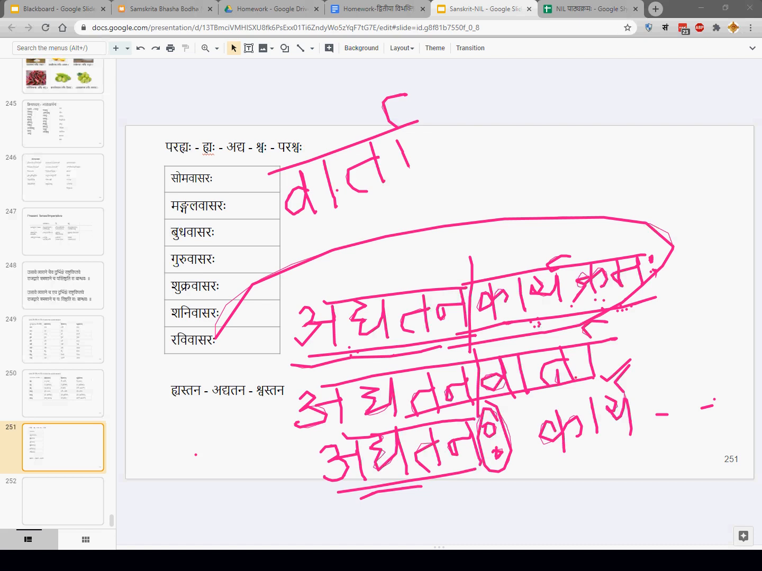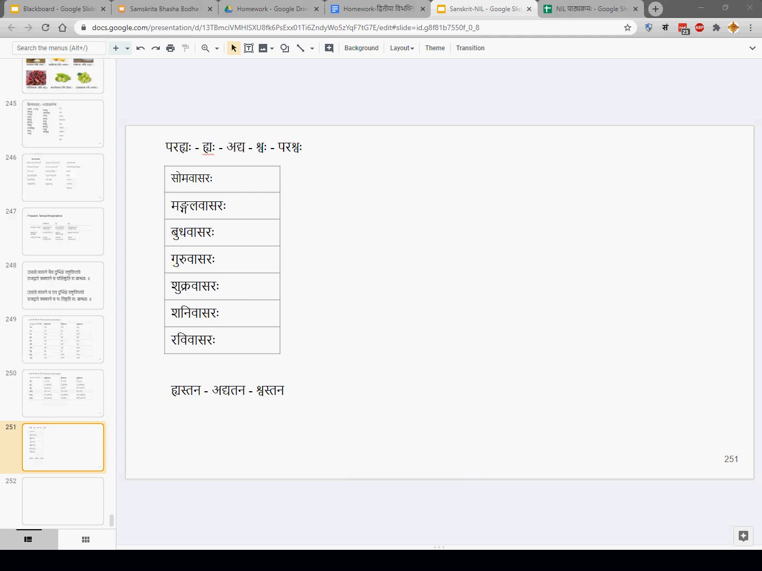In this example, we are using Varta in prathama vibhakti ekavachanam. So Adyatani, like Nadi, also has to be in prathama vibhakti ekavachanam. So it is Adyatani. Now if you want to say, we'll take one example. We want to say, please read today's news.